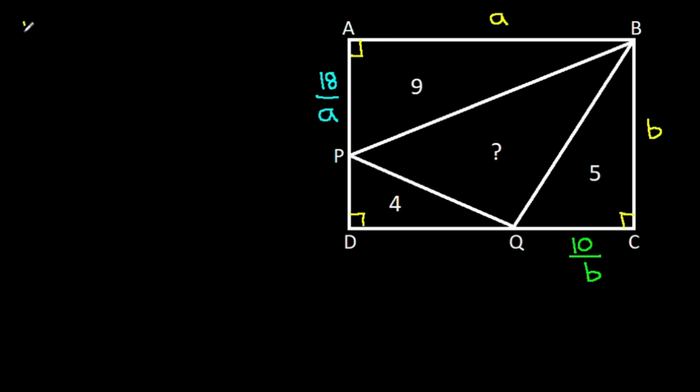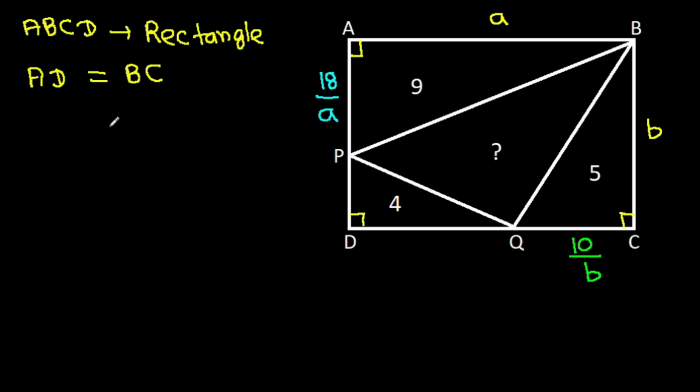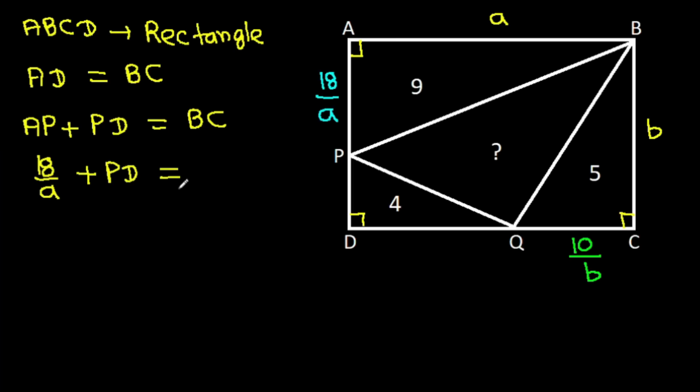Now we know that ABCD is a rectangle. That means AD will be equal to BC, and AD is AP plus PD, which is equal to BC. AP is 18 over A, plus PD is equal to BC, which is B. So PD will be B minus 18 over A.